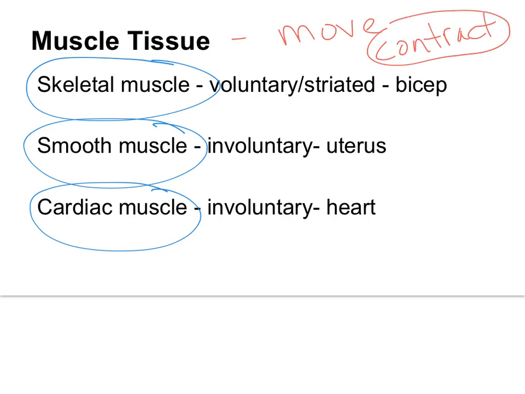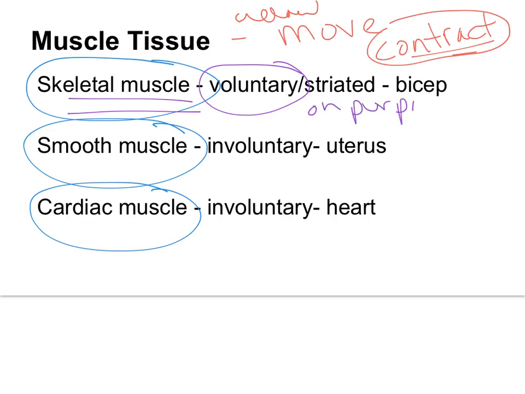That's the only thing that muscles allow you to do, is that they contract. But whether or not you contract voluntarily or involuntarily is our next category. So, for example, skeletal muscle is what you think of when you think of your biceps or your triceps or your quadriceps. These are voluntary. That means that you can, on purpose, move them. You can think about it and you can move them. They're also striated. When you look at them under the microscope, striated is a fancy word that means striped.